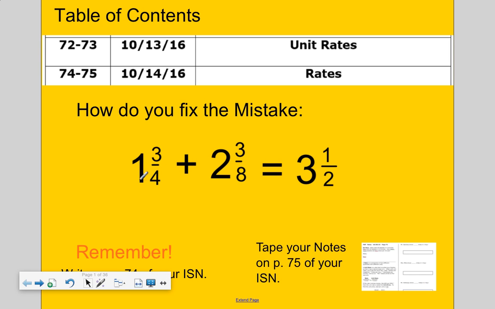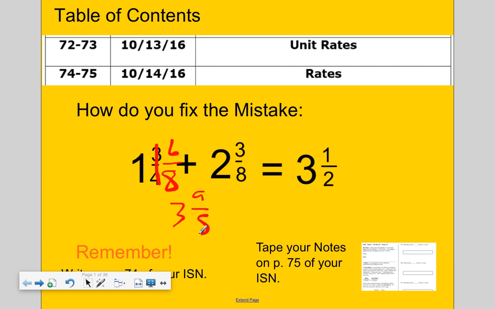So, what do you remember from 5th grade on how do you add a fraction? You have to have a common denominator. What do 4 and 8 share in common? 8. So can I rename 3/4 into another fraction with 8 as the denominator? 3/4 is equivalent to 6/8. So if I add 1 and 6/8 to 2 and 3/8, it would be 3 and 9/8.